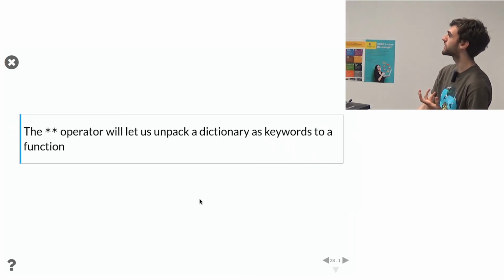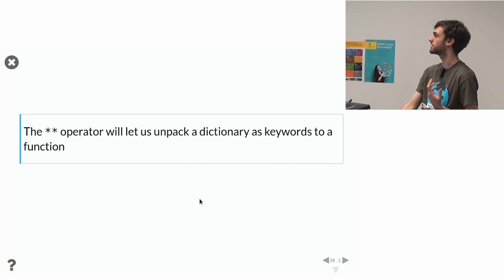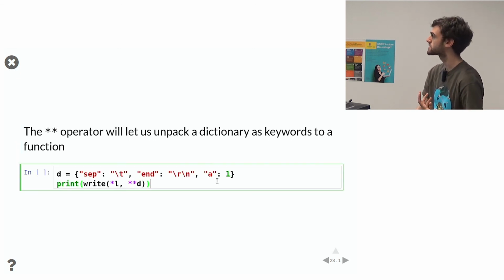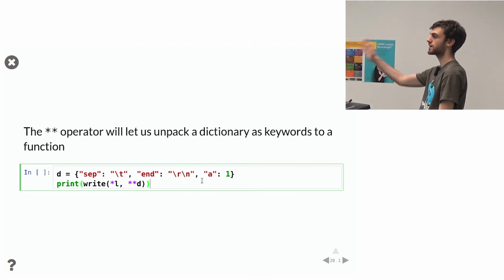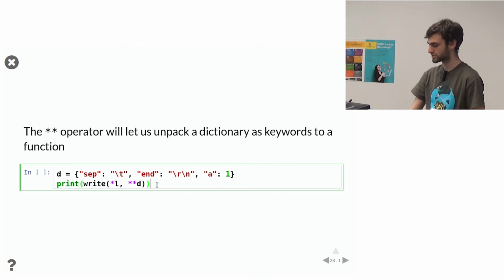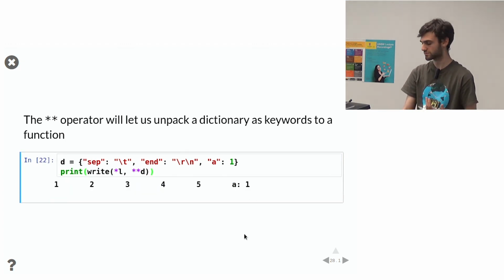The double star operator will also let us unpack a dictionary as keywords into a function. So you have something like this, and we can just give that to our right function with double star, and then it works as we'd like.